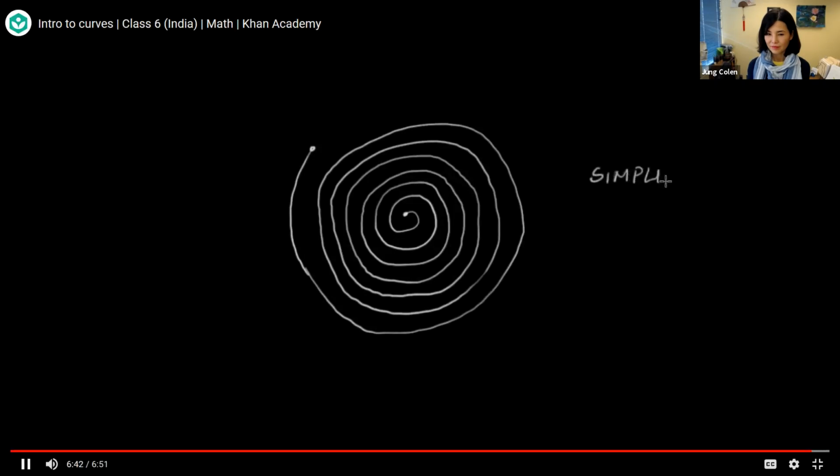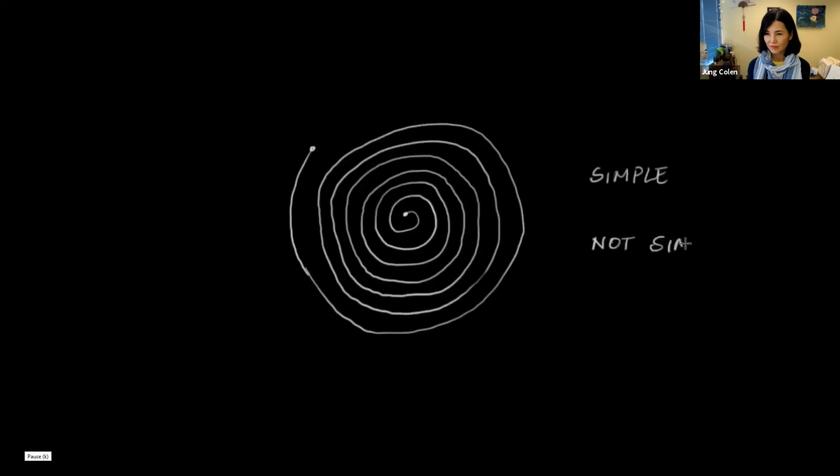Now the question for you is, what I've done here, have I drawn a curve? Is this a curve? In other words, are there gaps in this or not? Also, is this a simple curve or a not simple curve? Think about that question.